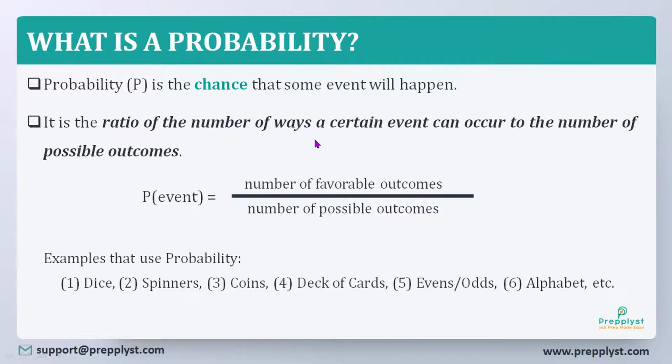So it's a ratio of number of ways a certain event can occur to the total number of possible outcomes. So the probability of an event is the number of favorable outcomes divided by the number of possible outcomes. And you may get a lot of questions in your exam on probability with respect to dice, spinners, coins, deck of cards, evens and odds, alphabets, etc.